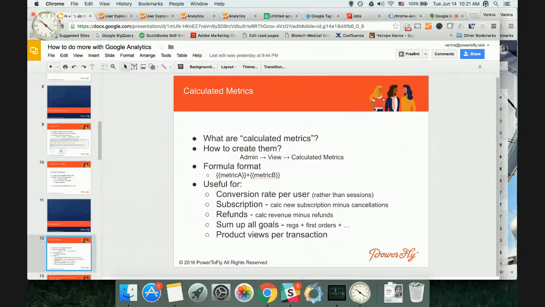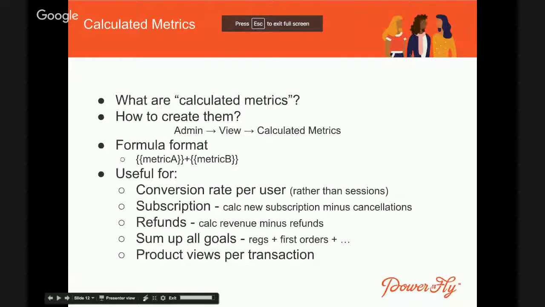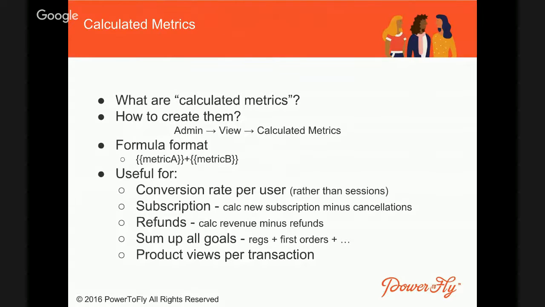So what can it be useful for? What kinds of calculations? For example, you can be calculating the conversion rate per user rather than per session, and I will show it to you what's the difference in our next slide. If you are working with subscriptions, then, for example, you can create a calculation on the new subscriptions minus the cancellations. If you are working with refunds, you can calculate the revenue minus the refunds. Or you can sum up all your goals that you're tracking on Google Analytics. For example, if you're tracking registrations separately, first orders separately, you might be able to sum all of them and know how many goals in total are completed.